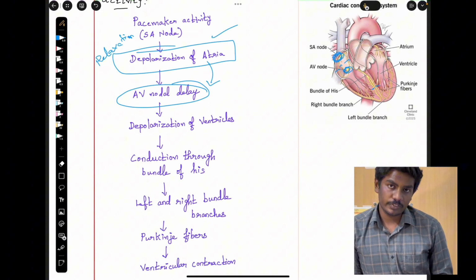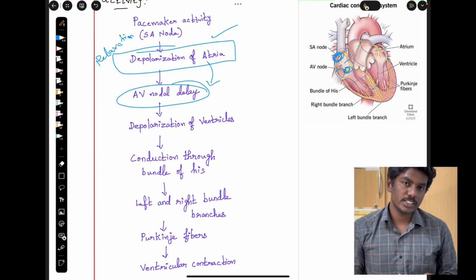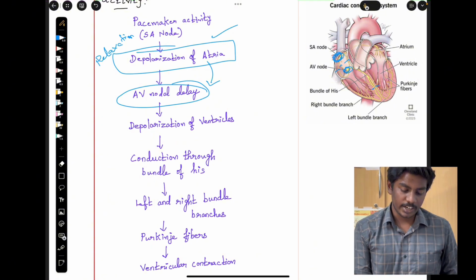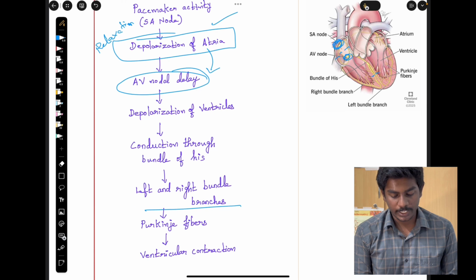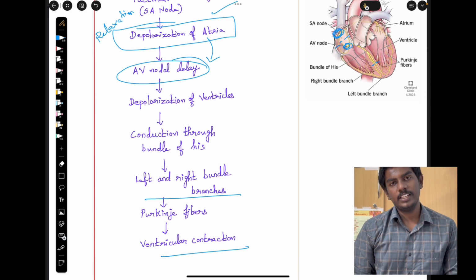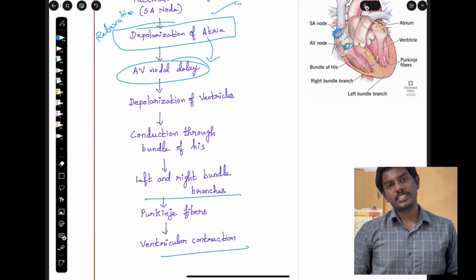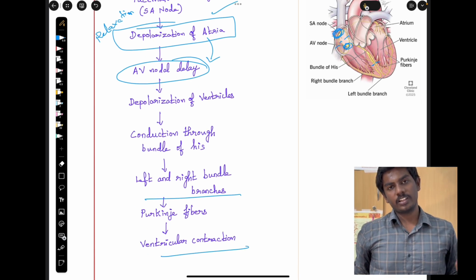And from the ventricles, it reaches the bundle of His. It divides into bundle branches, right and left bundle branches, which lead to Purkinje fibers, and that finally leads to ventricular contraction. Thus, the impulse is transmitted to the entire heart tissue.